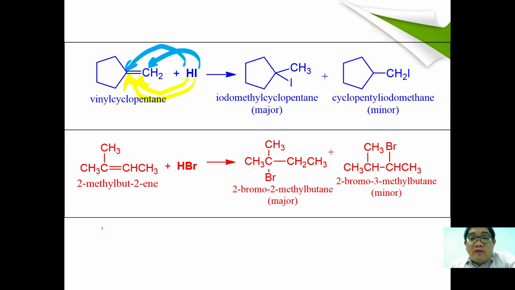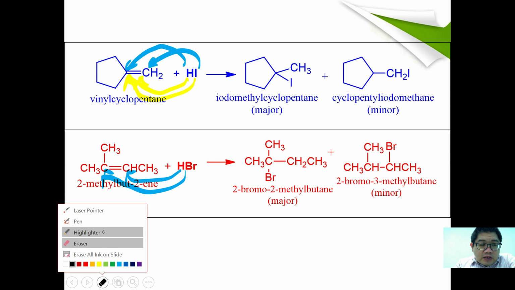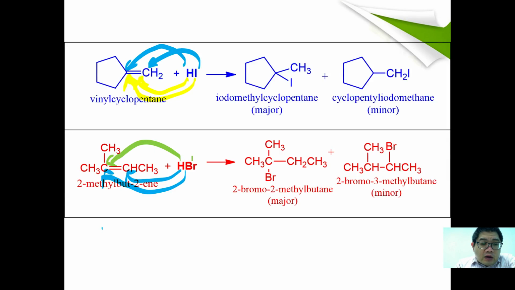Similarly with 2-methyl-butene. When you expect hydrogen bromide to attack this alkene, there are two possibilities. Either the hydrogen attacks this carbon and bromine attacks this carbon, or oppositely, the hydrogen attacks this carbon while bromine attacks this carbon. Since this carbon has a greater number of hydrogens, you expect 2-bromo-2-methylbutane to be the major product, while 2-bromo-3-methylbutane is the minor product.